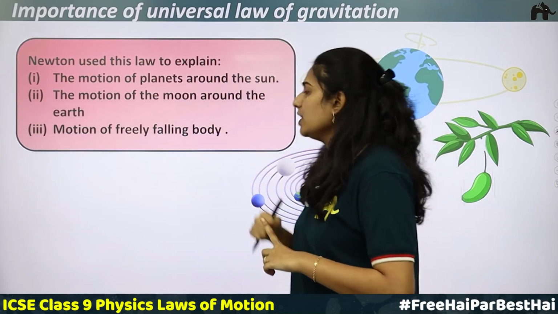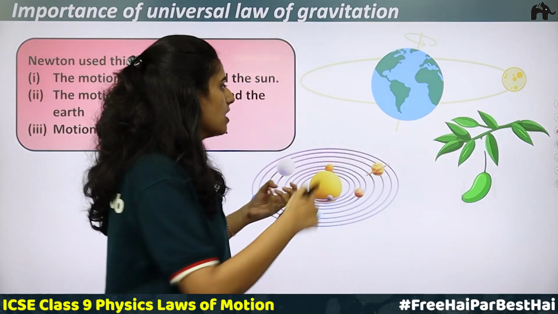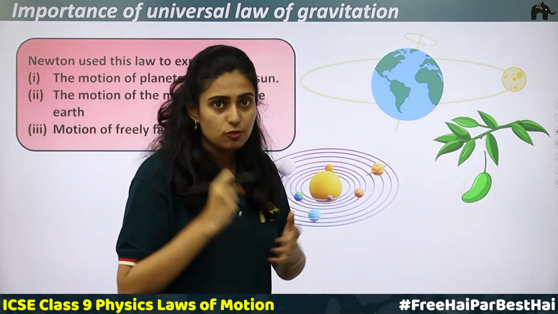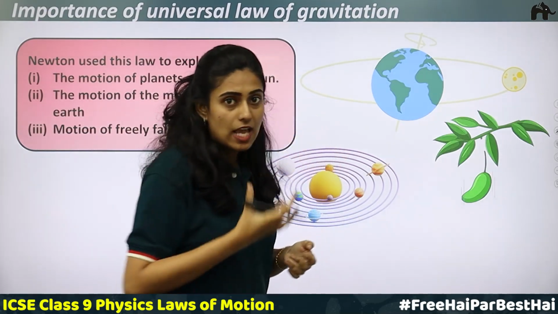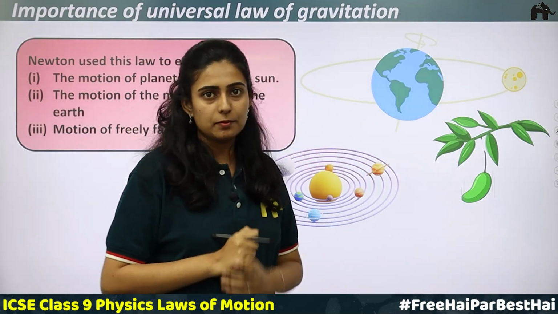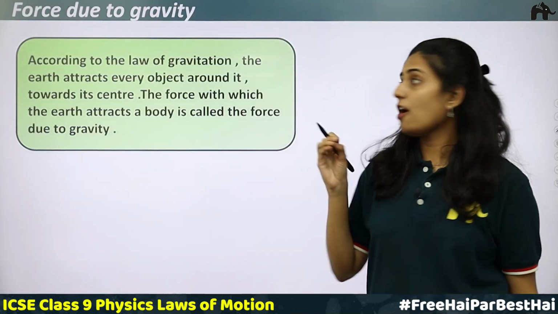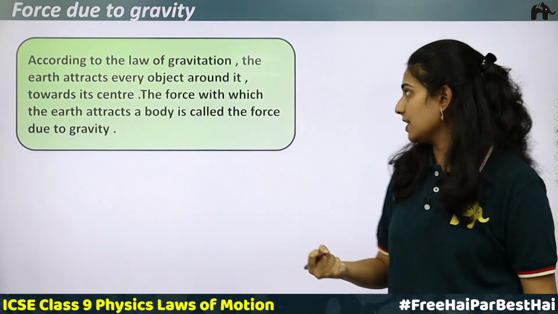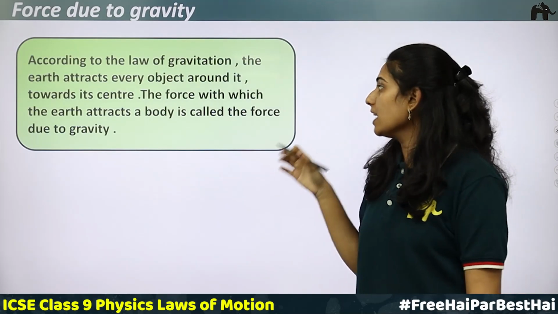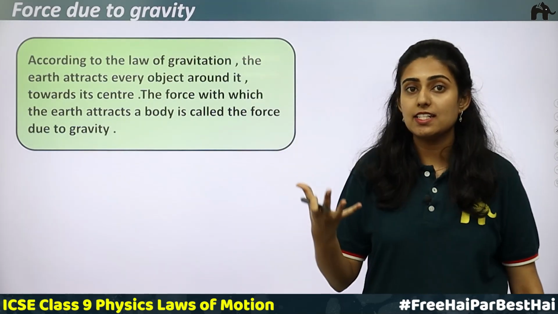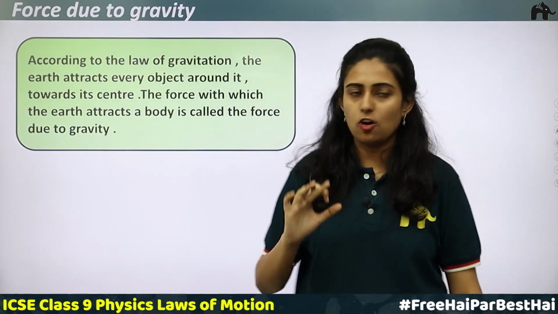Next is the motion of freely falling body. Any body that is falling to ground. Why is it happening? Because there is a gravitational force of attraction or the force of gravity which pulls every body down. Okay, force due to gravity. According to the law of gravitation, the earth attracts every object around it towards its center. The force with which the earth attracts a body is called the force of gravity or force due to gravity, and it is acting vertically downwards. We know all this, right?